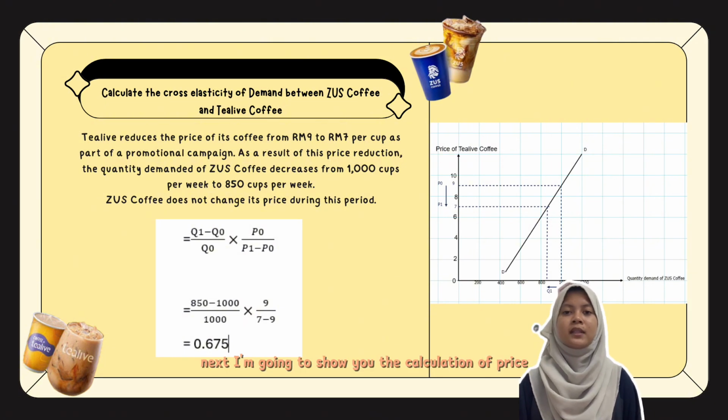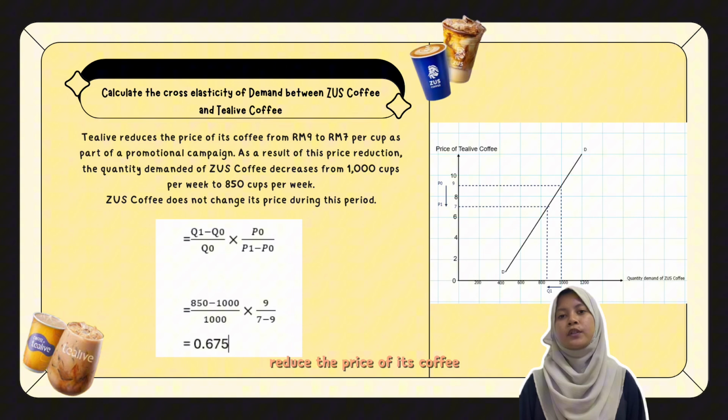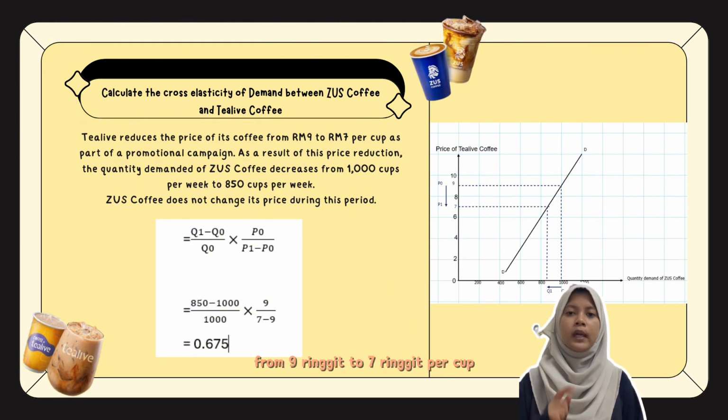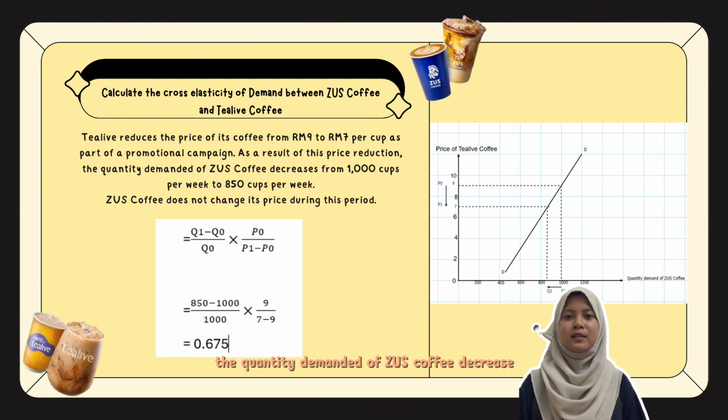Next, I'm going to show you the calculation of cross elasticity of demand between Tea Life and Zeus Coffee. So, based on the question that I received, Tea Life reduced the price of its coffee from 9 ringgit to 7 ringgit per cup as a part of a promotional campaign. As a result of this price reduction, the quantity demanded of Zeus Coffee decreased from 1,000 cups per week to 850 cups per week, since Zeus Coffee does not change its price during this period.